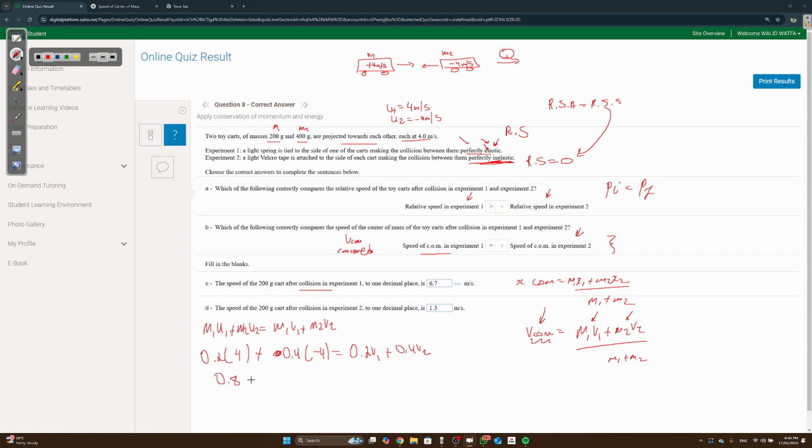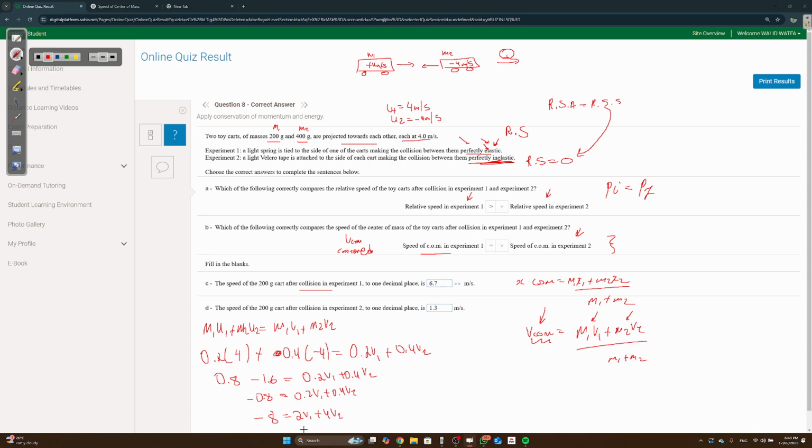Let's simplify. You're going to get 0.8 minus 1.6 is equal to 0.2 V1 plus 0.4 V2. This is a bit ugly, it's going to be negative 0.8 equals 0.2 V1 plus 0.4 V2. Let's clean it up a bit and just multiply everything by 10. You're gonna get negative 8 is equal to 2v1 plus 4v2.